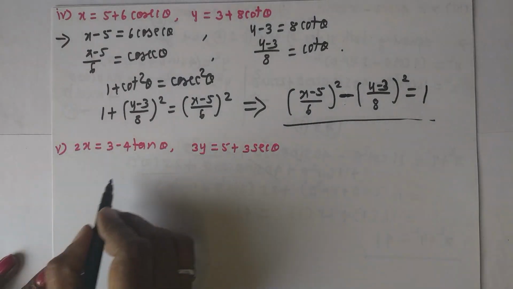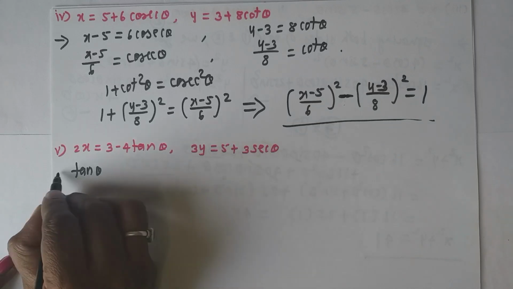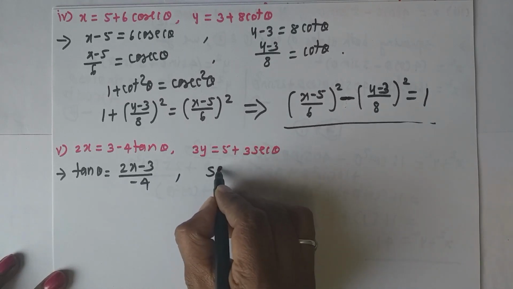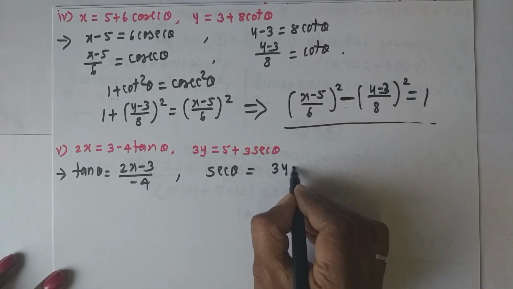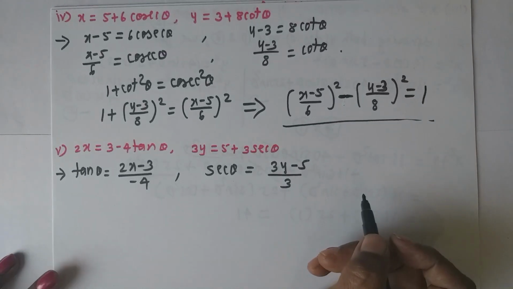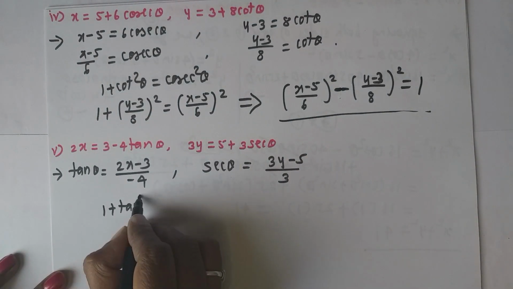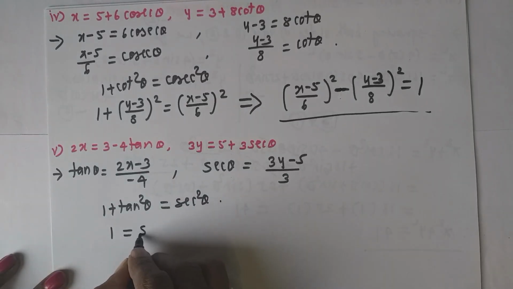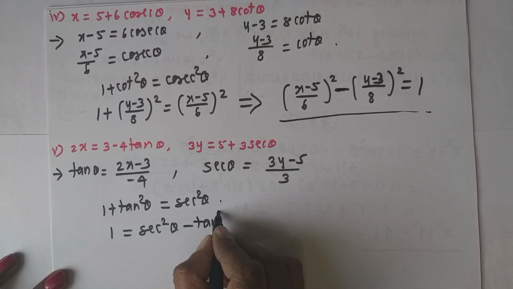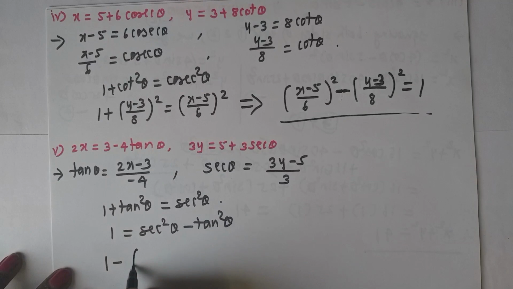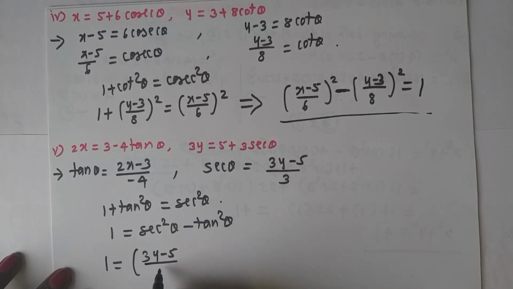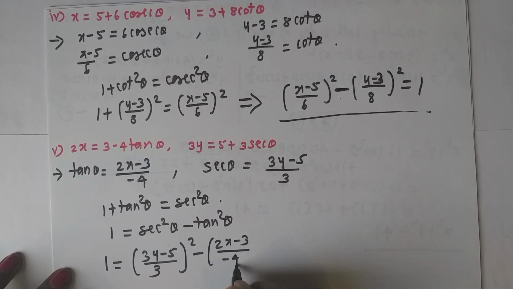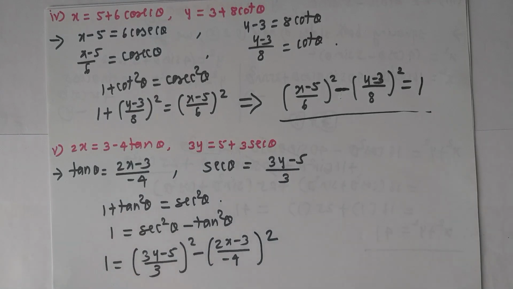From this equation, what will be value of tan theta? See here, tan theta will be 2x minus 3 divided by minus 4. And from this second equation, sec theta will be 3y minus 5 divided by 3. Okay. Now we know the property 1 plus tan square theta is equal to sec square theta. Or you transfer this tan to the left hand side, then this will be sec square theta minus tan square theta. Now you keep the value of sec theta, that is (3y minus 5) divided by 3, its square, and value of tan theta (2x minus 3) divided by minus 4, its square. This is your simplified equation.